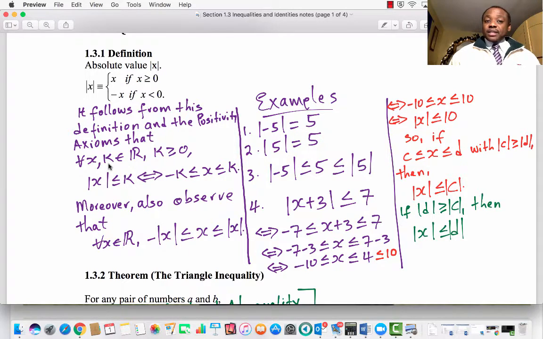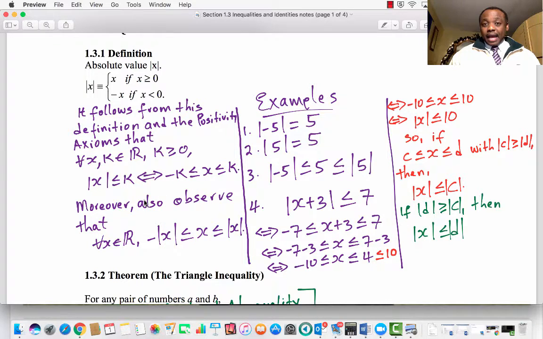It follows from this definition and the positivity axioms that for any two real numbers x and k, where k is greater than or equal to 0, the absolute value of x is less than or equal to k if and only if negative k is less than or equal to x, which is less than or equal to k. I need you to remember this inequality because we would use it often.